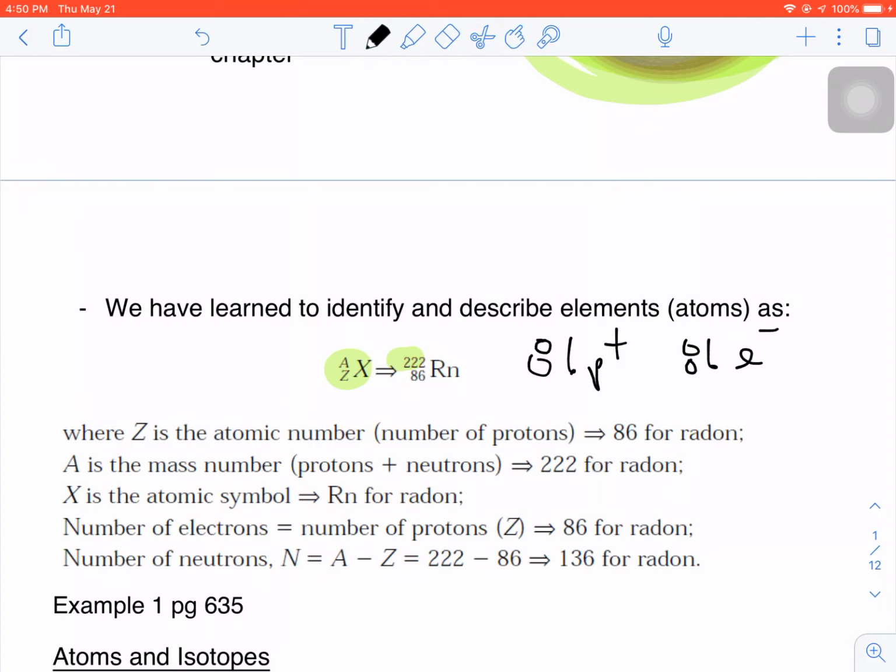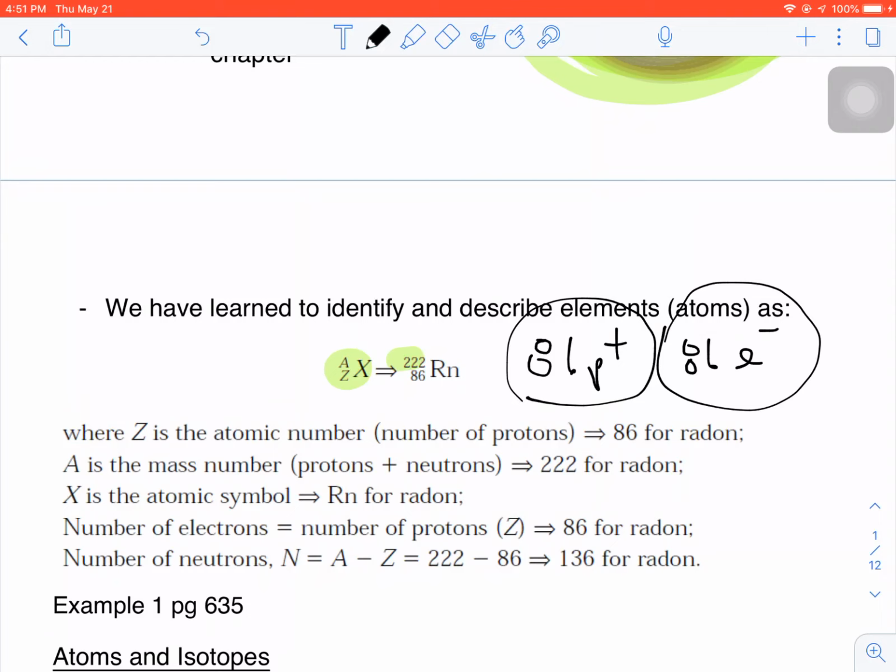Remember, the mass of every proton is 1 atomic mass unit. And the mass of electrons is basically 0. It's not really 0, it's 0.00005, right? But for the most part, it's close to 0. So we don't count the mass of the electrons.